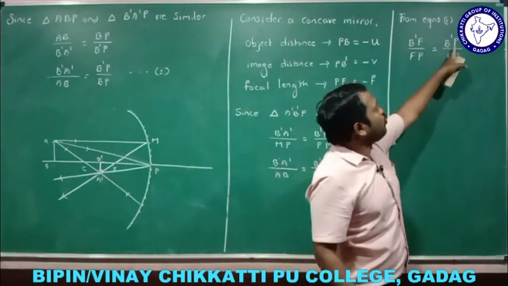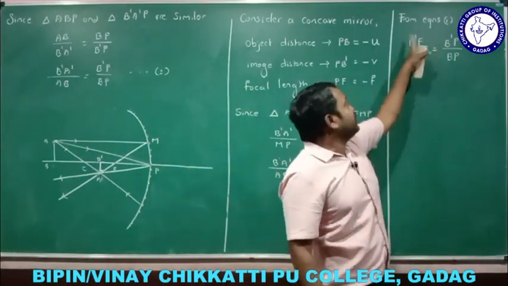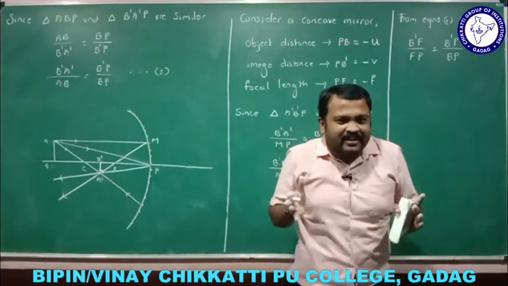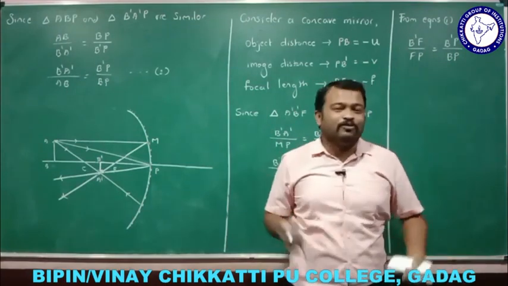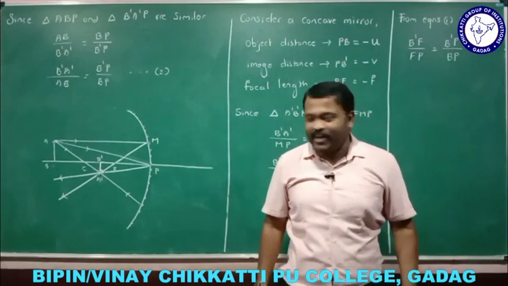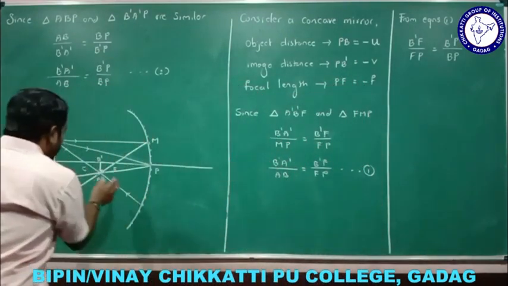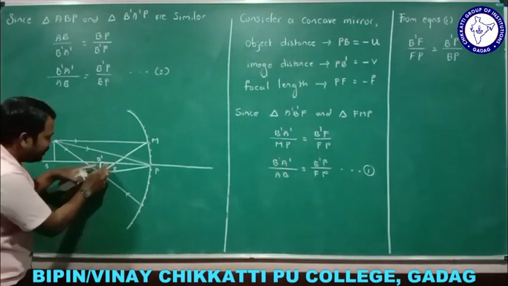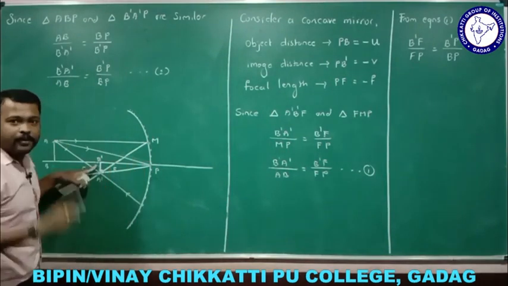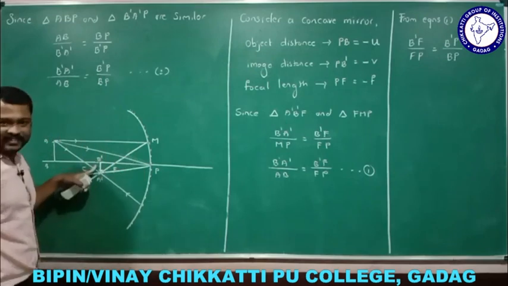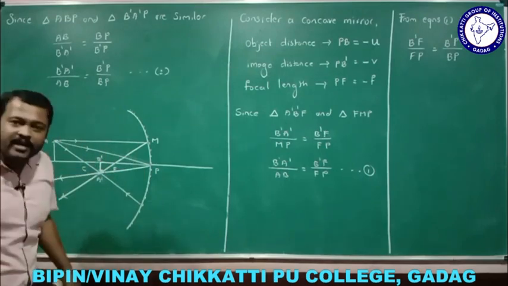Here also we have pole, here also we have pole, here also we have pole, here we don't have pole. Let me write it in such a way that it consists of pole, so that we can write the distances now, right? Where is the distance B dash F? Once again, see here, B dash F can be written like this: B dash P minus FP, so that we get B dash F.